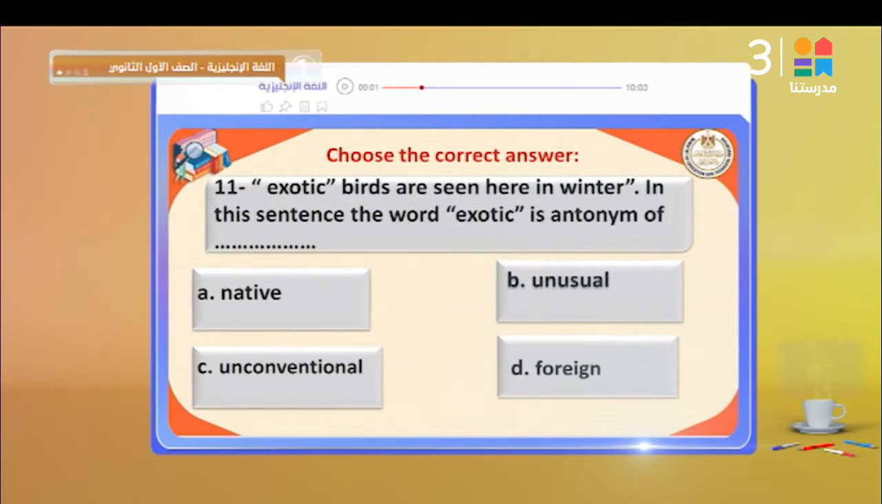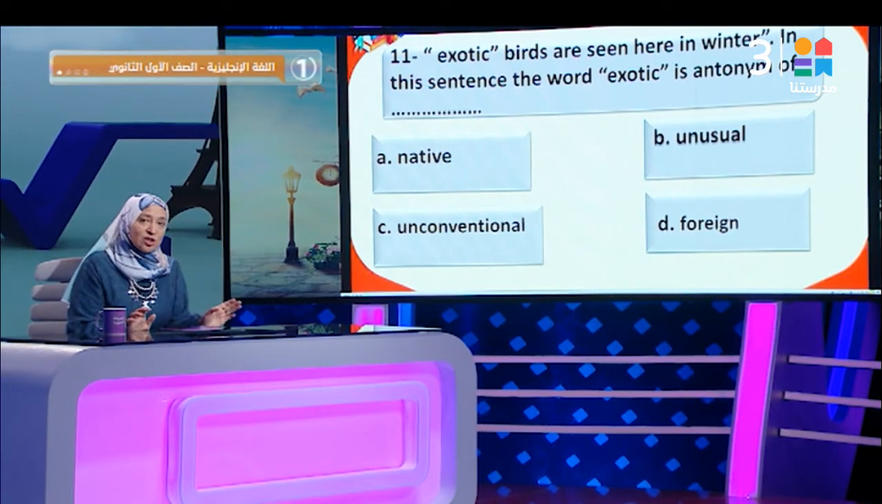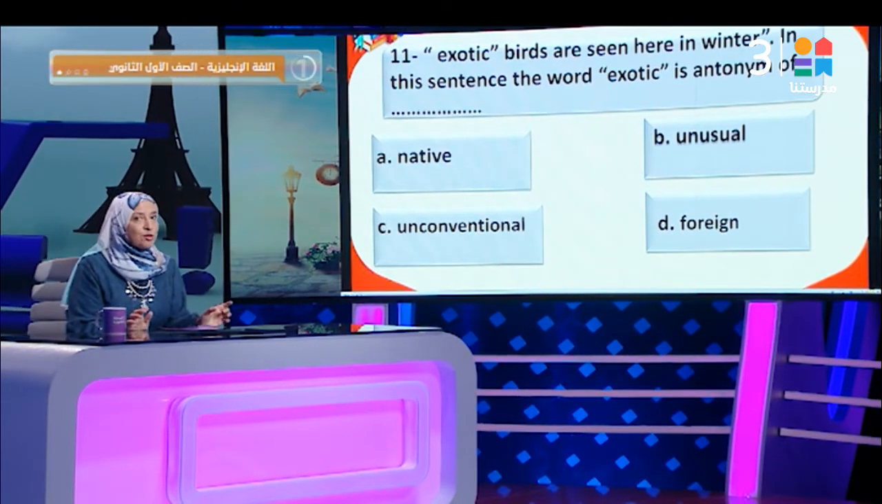Question number 11. Exotic birds are seen here in winter. Exotic birds are seen here in winter. We took the word exotic birds before and said that exotic birds means very strange, very foreign, they come from another country. So exotic birds are seen here in winter.